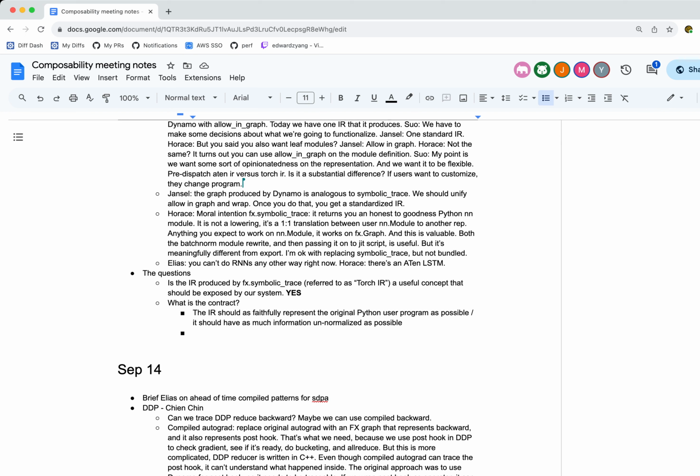So here's a non-contract. The IR is not serializable. This is not part of the contract. We do not expect to be able to serialize Torch IR.